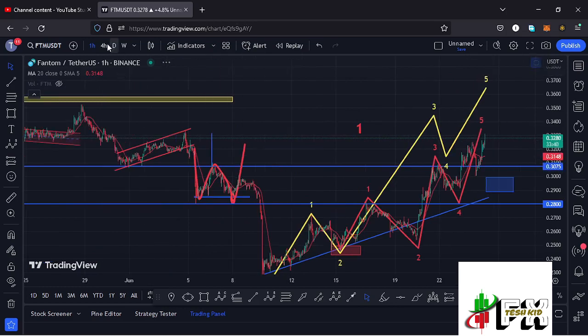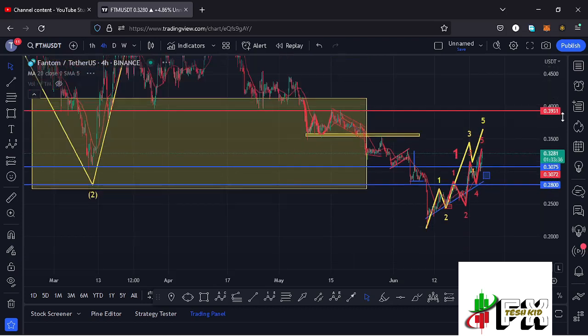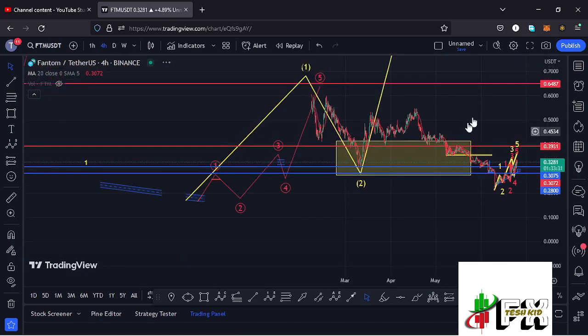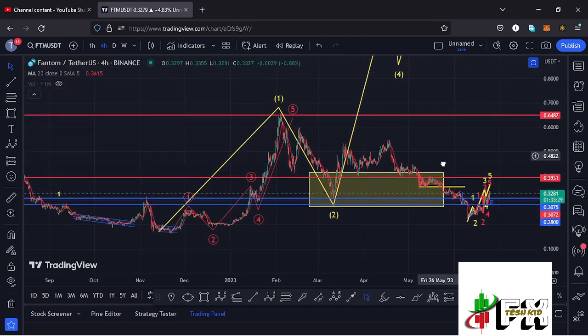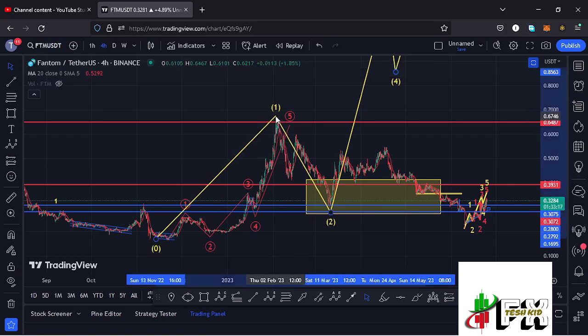Also jumping to the 4-hour chart for further analysis and to give you what I'm expecting on the long term here on the Fantom chart, you can see that after seeing our November lows, we saw a 5-wave move to the upside, having the wave 5 giving us a high at around the $0.67 mark, completing the formation of these larger Elliott wave count 1.